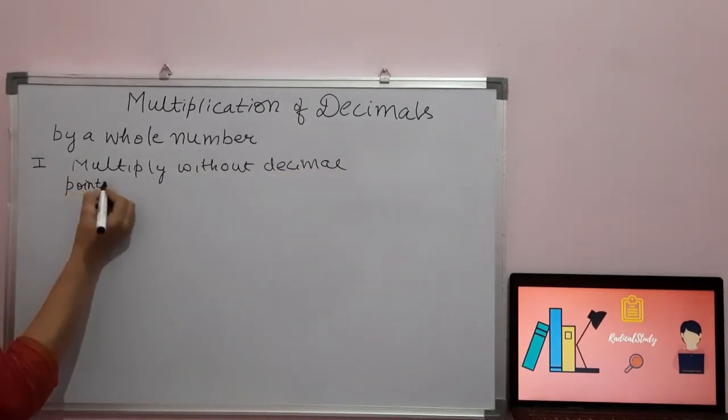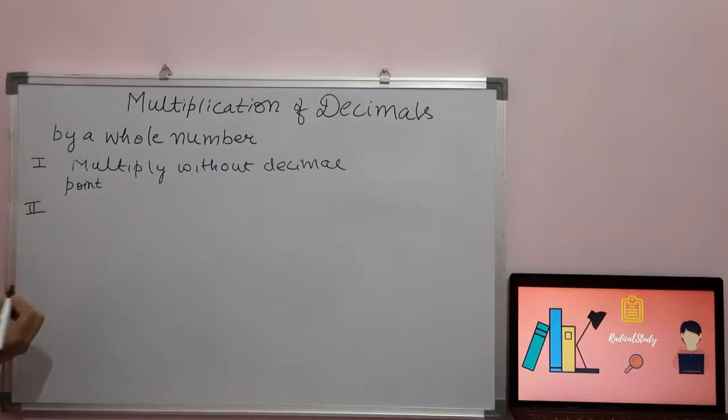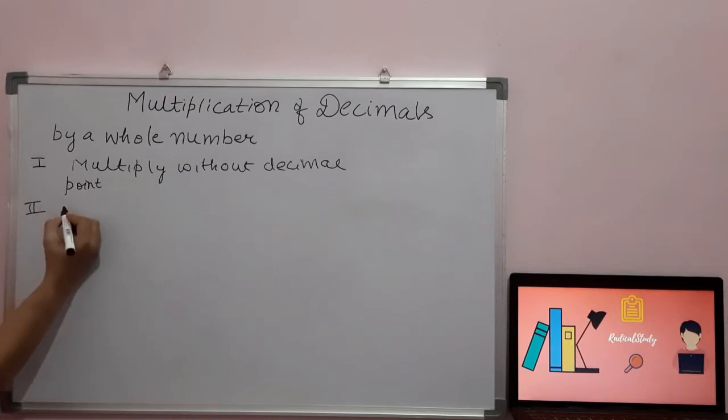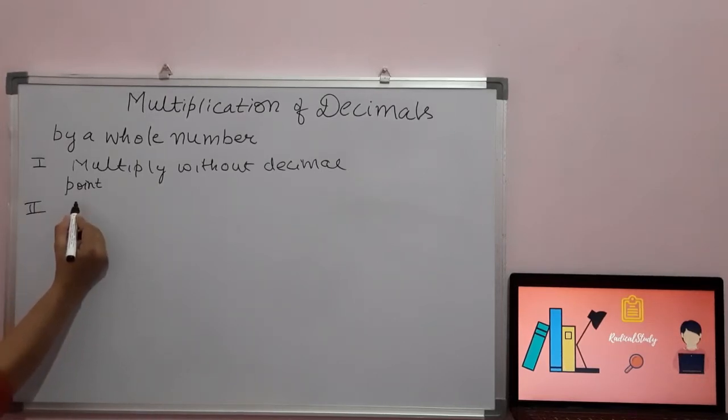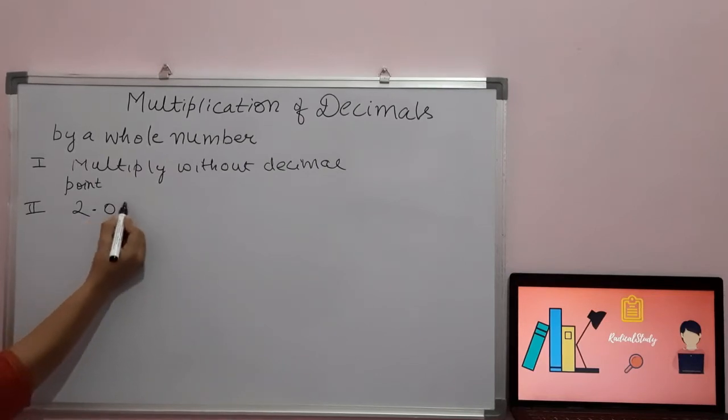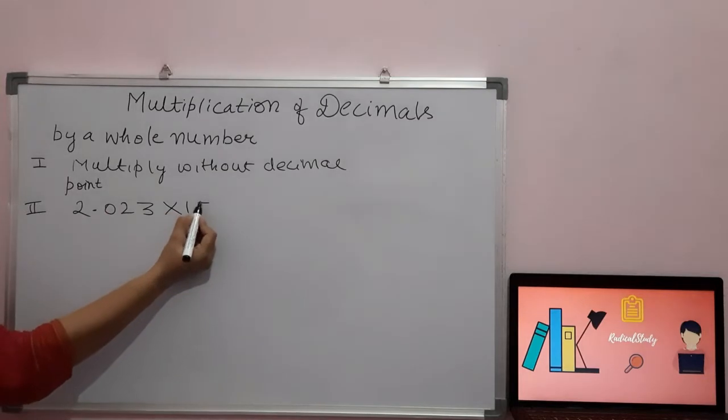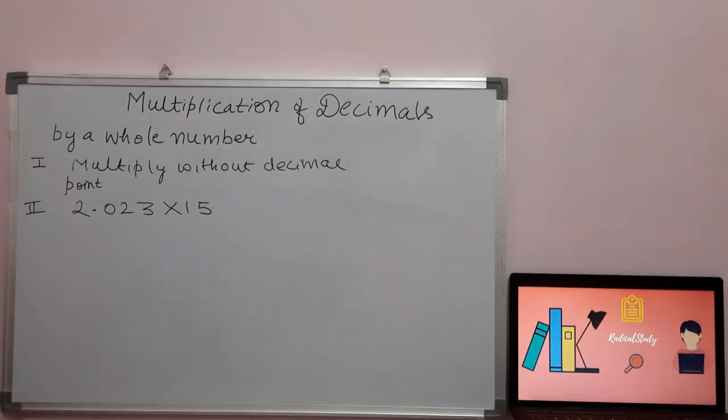Right students? Now the second step is what you have to do? Mark the decimal point in the product to have as many places of decimals as there are in the given decimal. आपको डेसिमल पॉइंट्स कैसे मार्क करने हैं? जैसे आपका कोई डेसिमल नंबर दिया हो, for example 2.023 and you have to multiply it by 15. आपको इसे किससे मल्टीप्लाई करना है? 15 से.